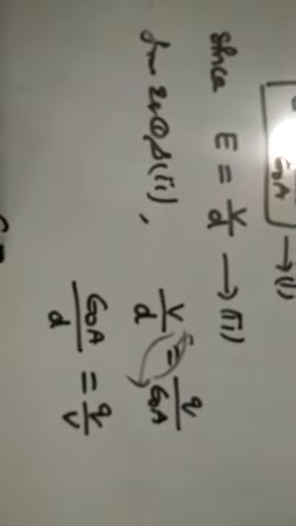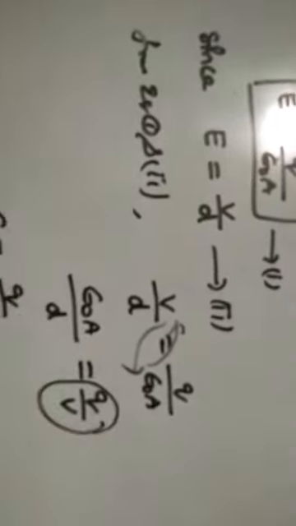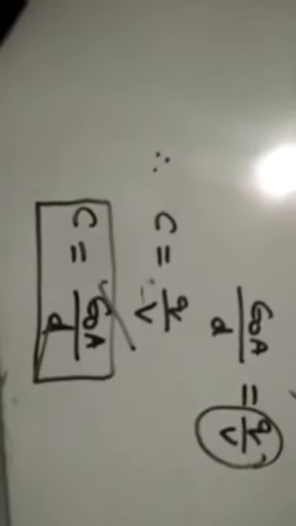Therefore, capacitance C is nothing but Q by V. This term, capacitance C is equal to Q by V, that is epsilon naught A by D. The important point here is that epsilon naught refers to the medium in between the plates. Air is the medium, A is the area of cross section, D is the distance between the plates. So simply, this is the capacitance.